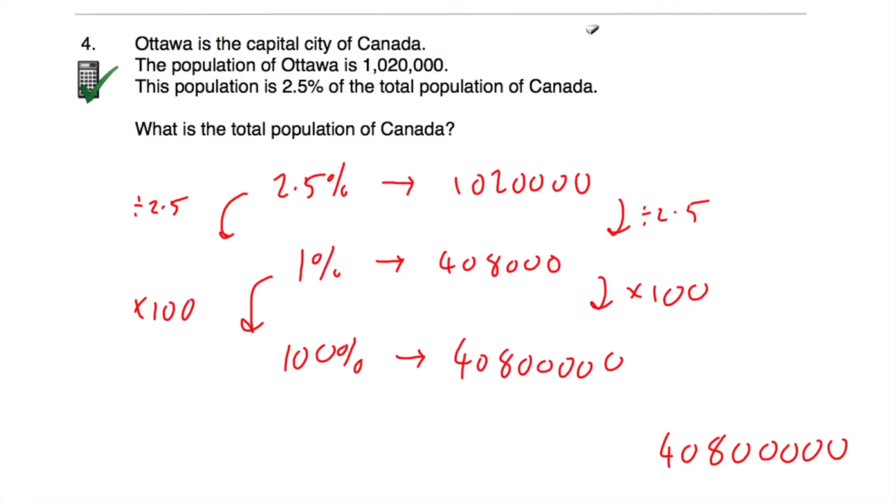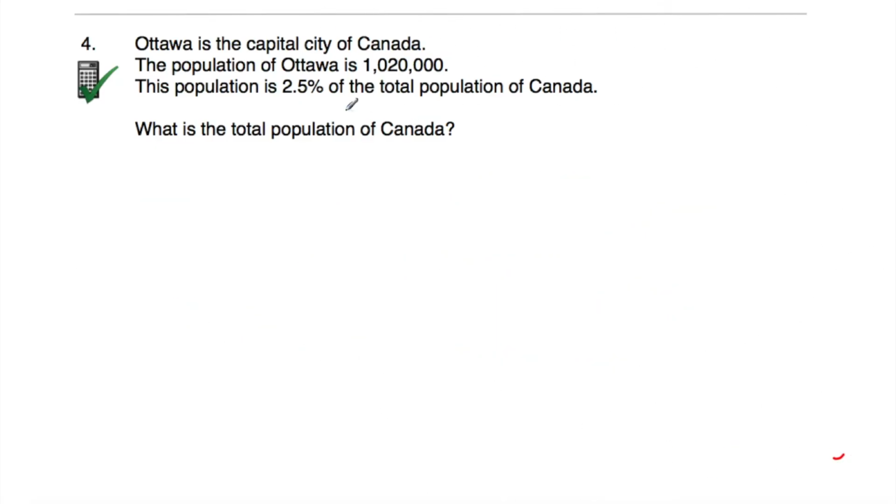Another approach is to consider multipliers. So let's get rid of this. Okay, so if you were considering multipliers, now this question, we're not increasing or decreasing, we're just being told that 2.5% of the population is 1,020,000. So what we're going to do is change this percent to a decimal, and that'll be our multiplier. So if we wanted to work out 2.5% of something, we could multiply by 0.025. If you multiply something by 0.025, you get 2.5% of it.